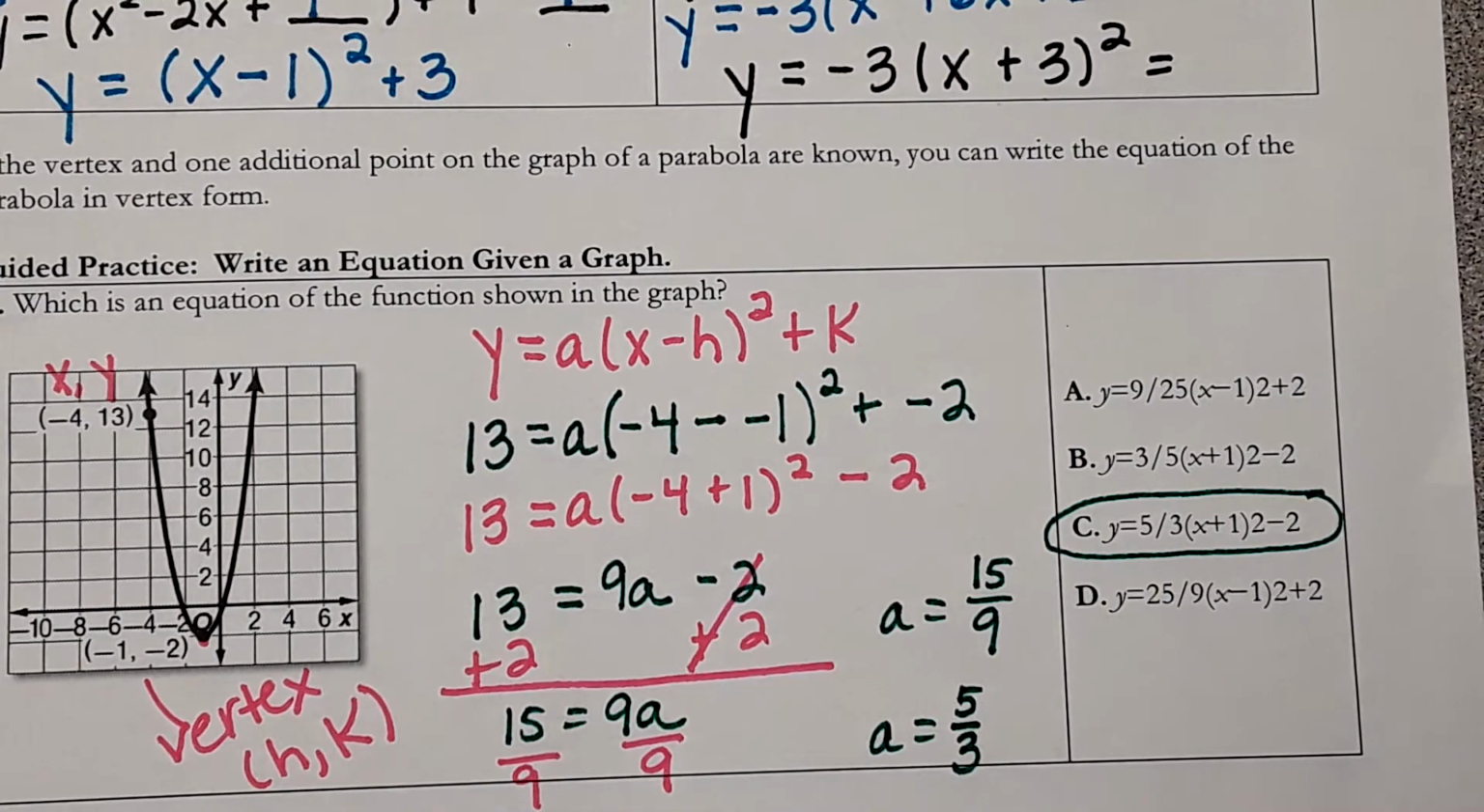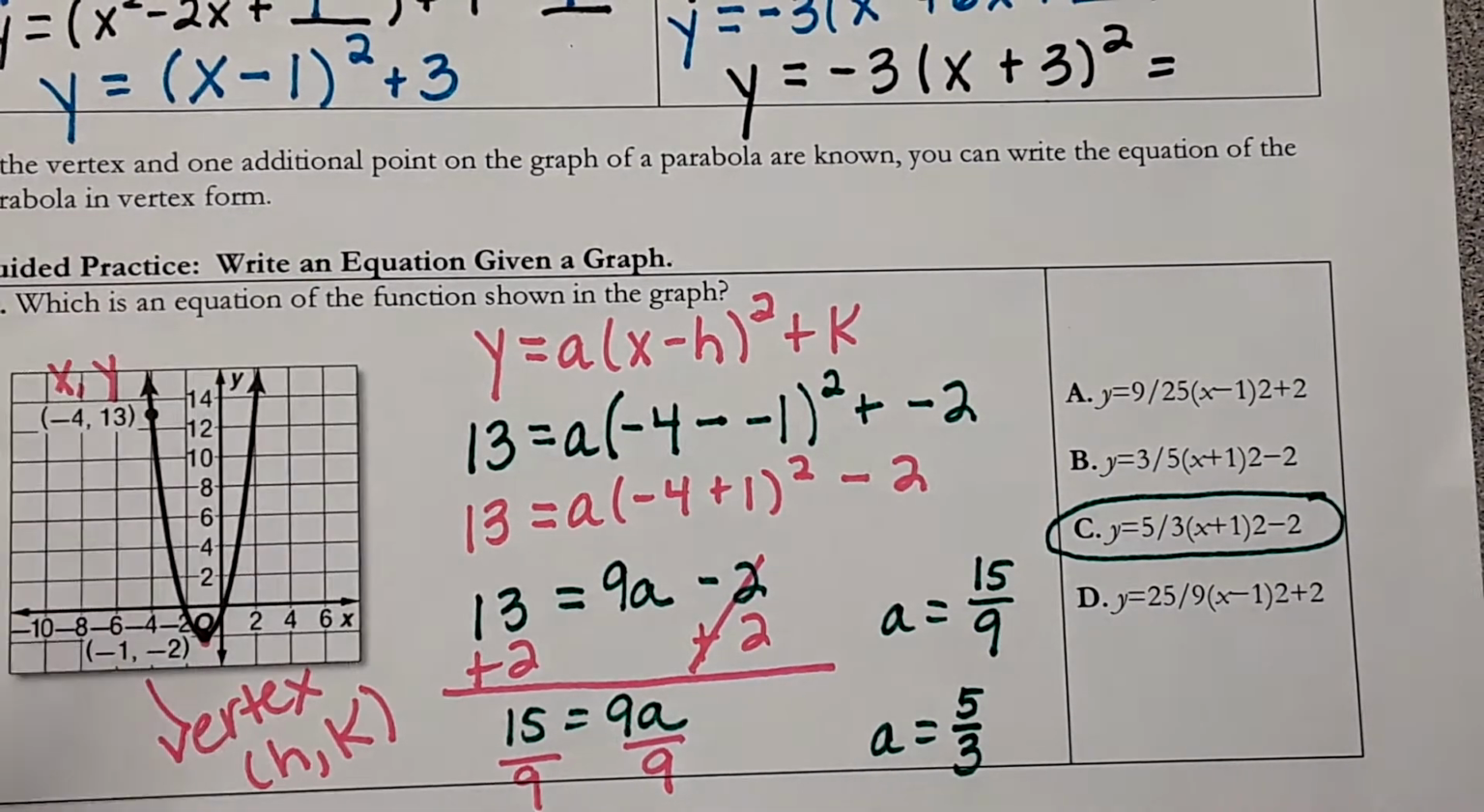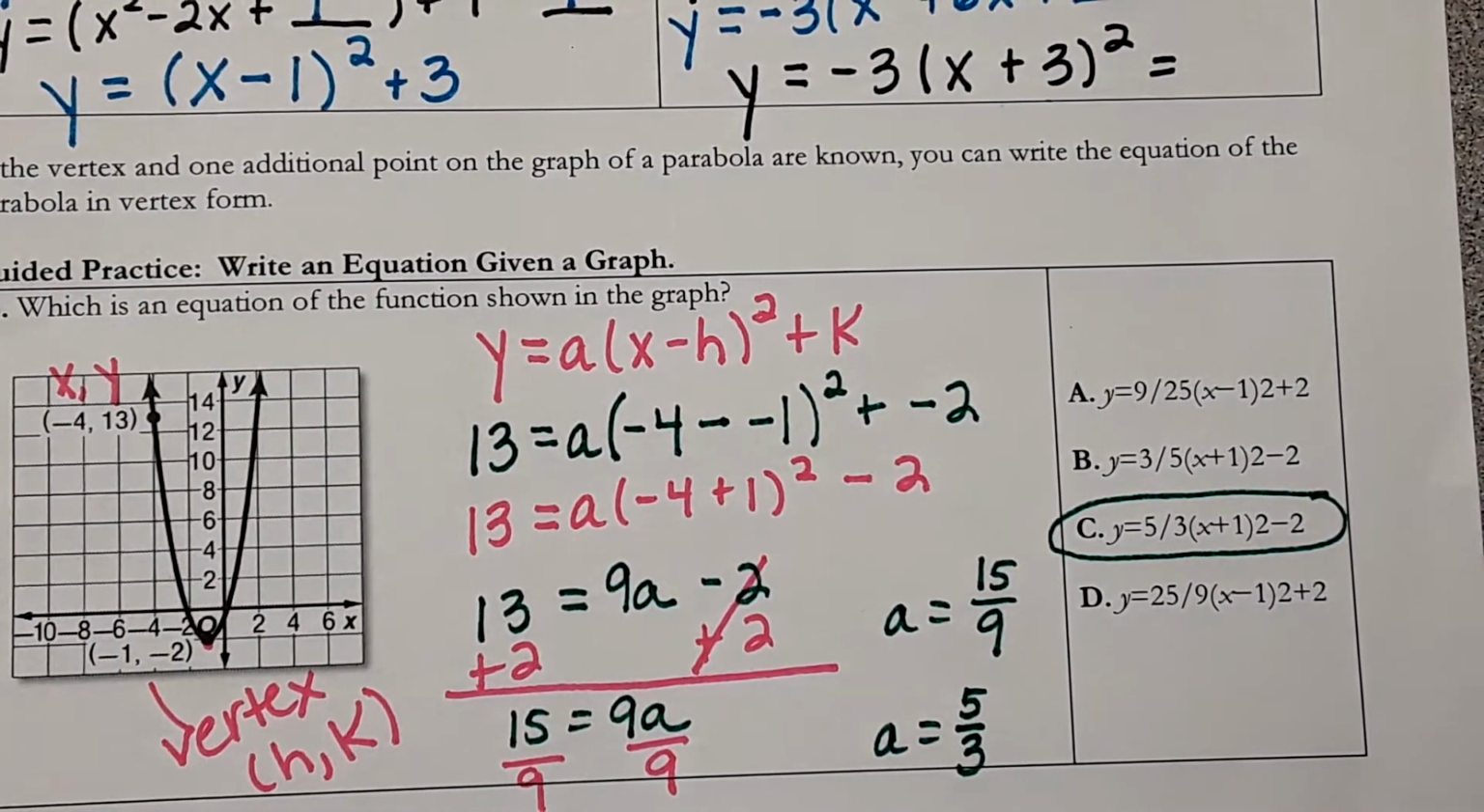So whenever they give you 2 points, one is going to be the vertex, one is going to be a point, and you're going to plug it in. Probably tomorrow you'll see a question like this that we can review.